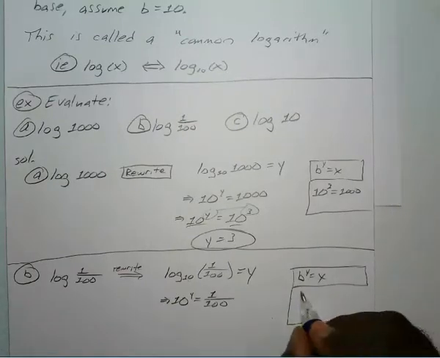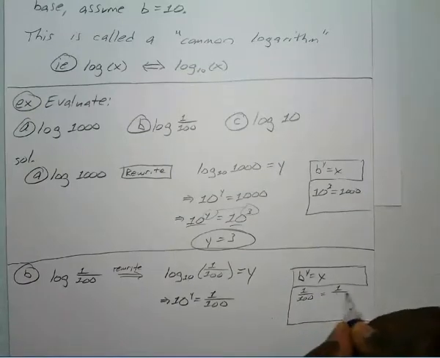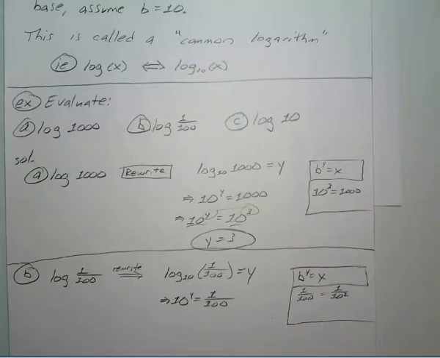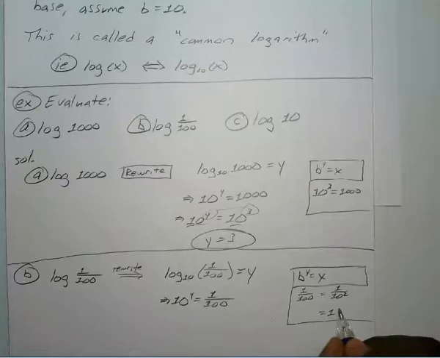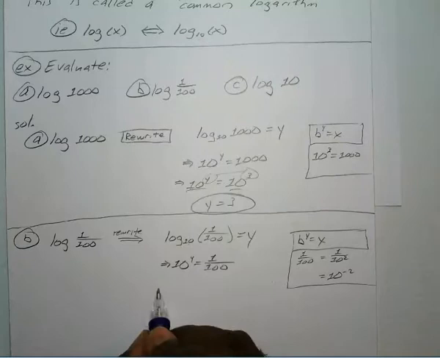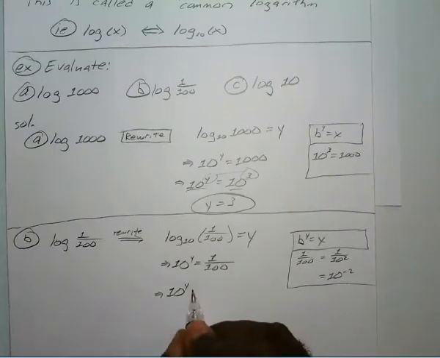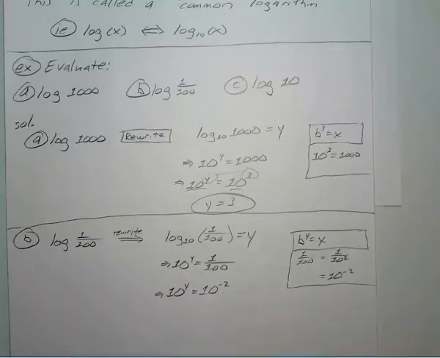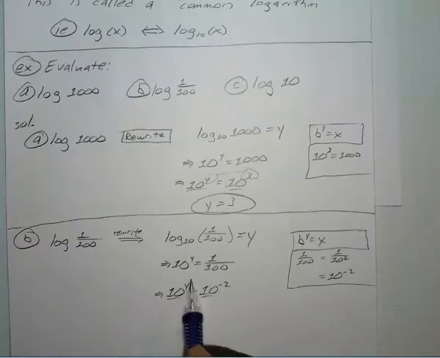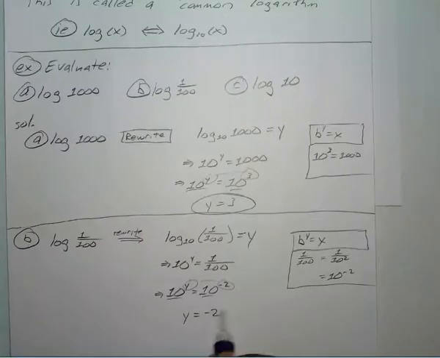So we know here that 1 over 100 is equal to 1 over 10 squared, and you can make that 10 to the negative 2 power. Okay, so we have 10 to the power of y equals 10 to the negative 2 power. Again, your bases are the same. That means these two exponents would have to be equal. So y is equal to negative 2.